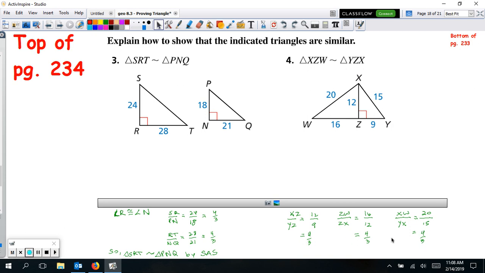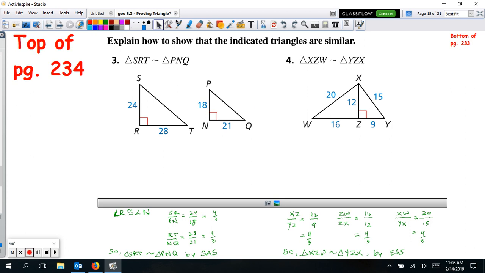And since these are all the same, they're all corresponding side lengths that are proportional, then we can say that these are similar by the SSS similarity theorem. So that's what we want to do for our last one here.